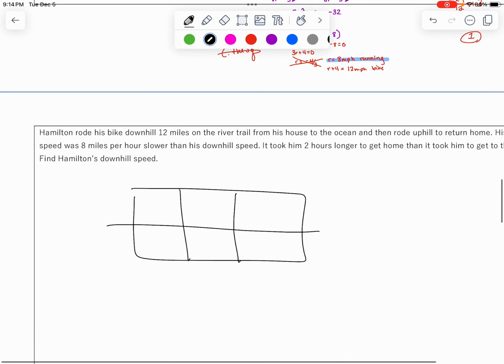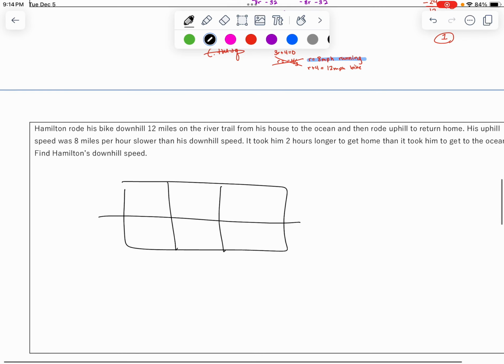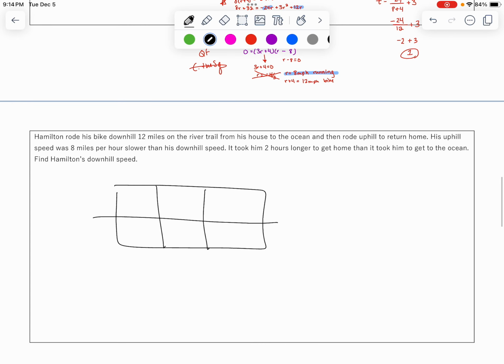Hamilton rode his bike downhill on the river trail from his house to the ocean and then rode uphill on the return home. His uphill speed was 8 miles an hour slower than his downhill speed. It took him 2 hours longer to get home than it took him to get to the ocean. Okay, what are the speeds? We're not going to actually solve, I think, just setting it up.